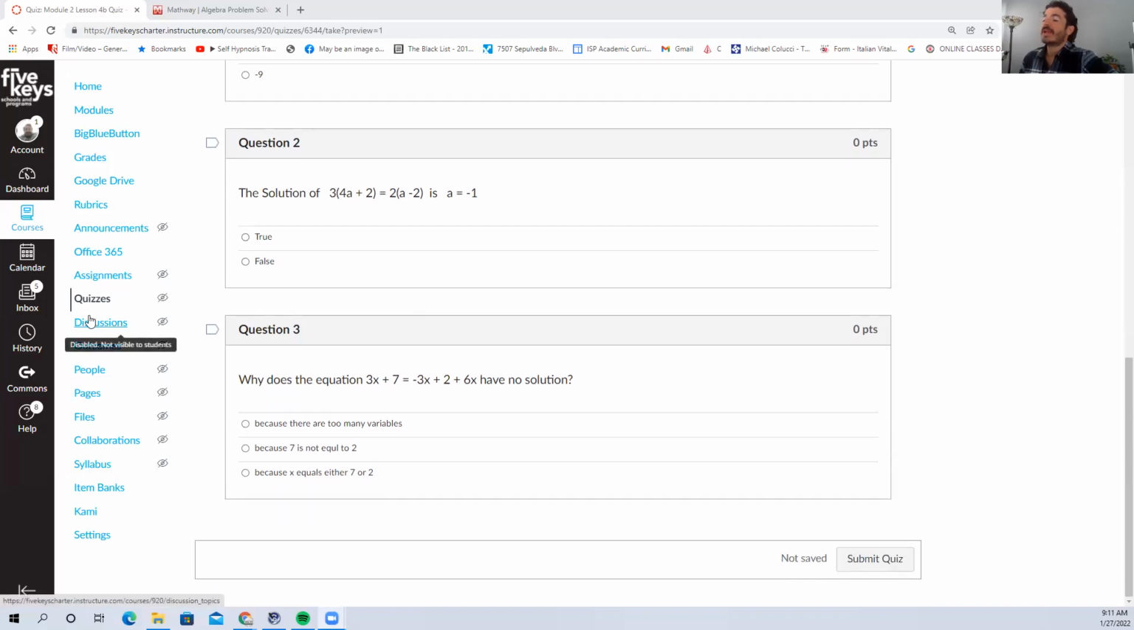What does the equation 3x plus 7, forgive me, why does the equation 3x plus 7 equals -3x plus 2 have no solutions? And then the options they give us, because there are too many variables. Well, that doesn't quite make sense, because 7 is not equal to 2, only they misspelled equal, and because x equals either 7 or 2. Well, that's just weird. I don't know what that means.